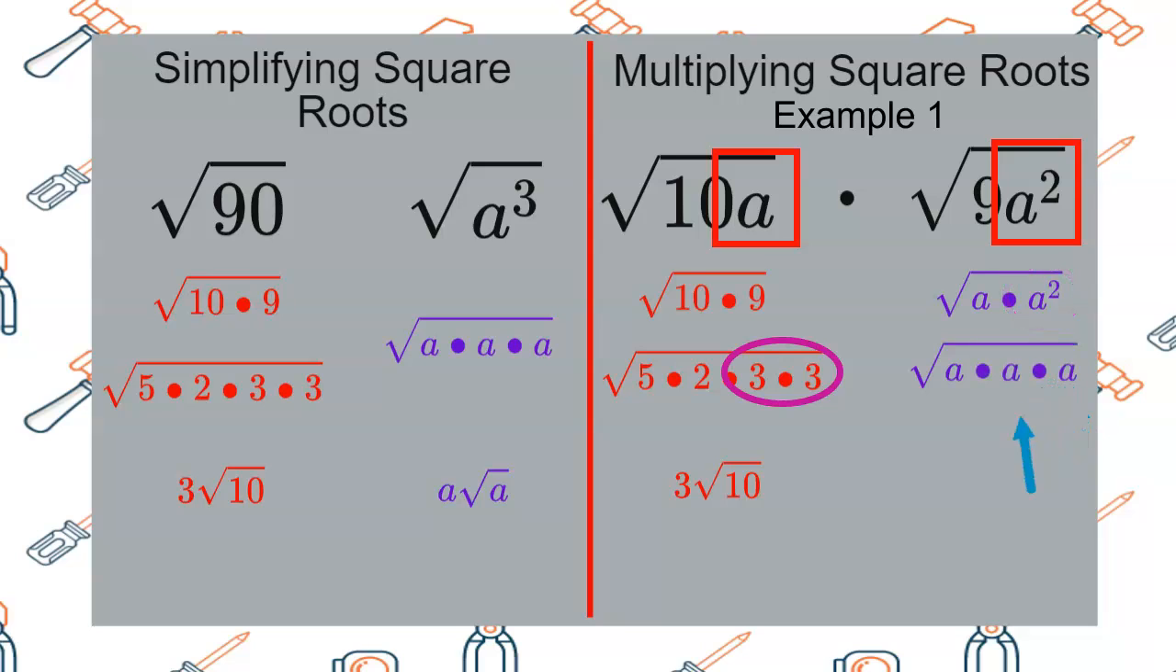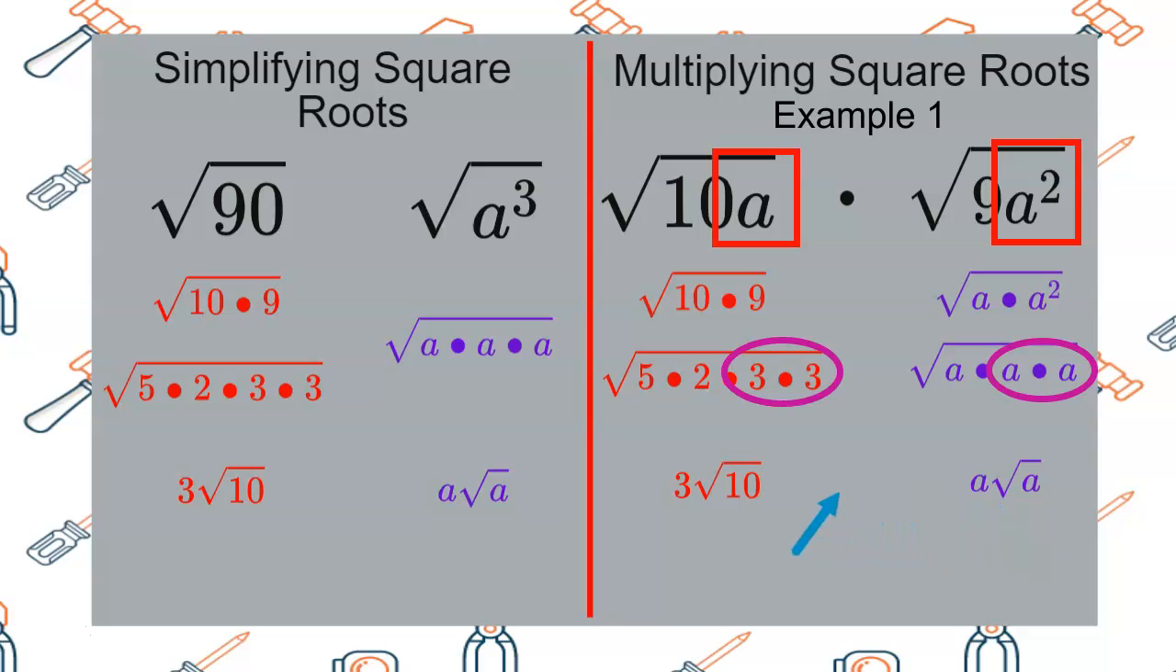Just like when we were dealing with the numbers, we want to identify the pairs that we have, and we have one pair of a's that we can pull out as one a outside of the radical, and we have one a under the radical since we don't have a match to go with it. So here we have a with the square root of a.